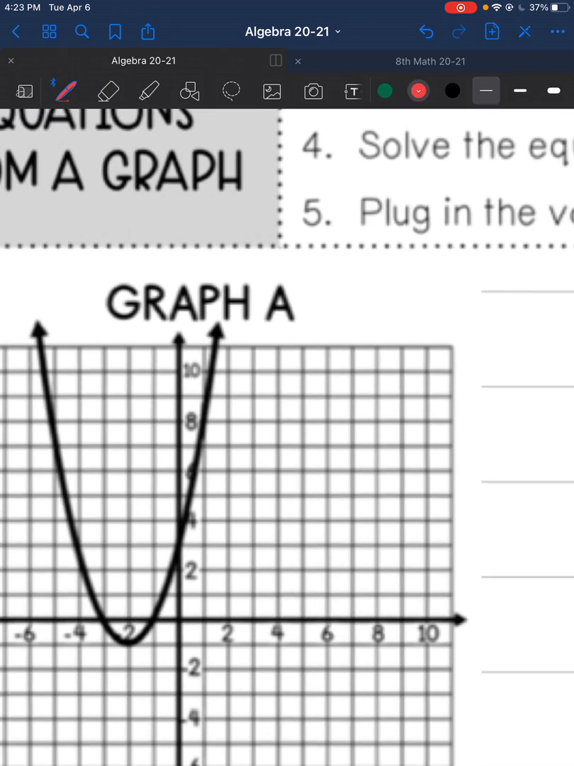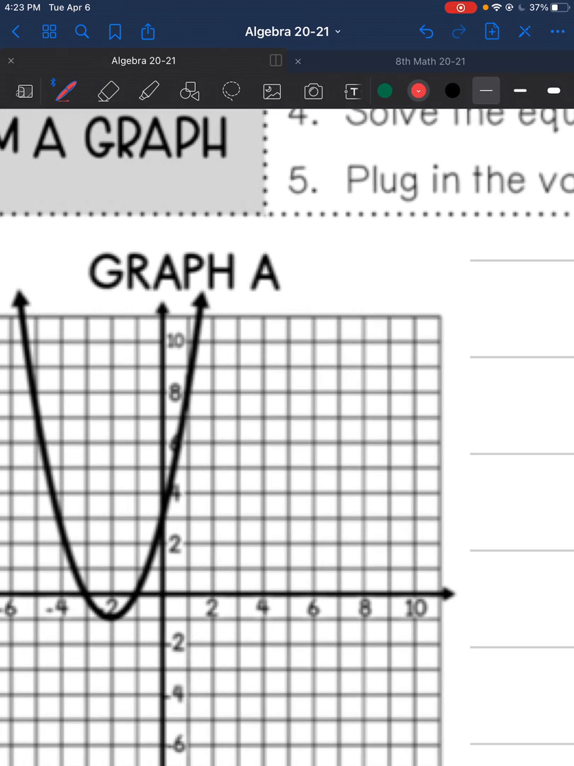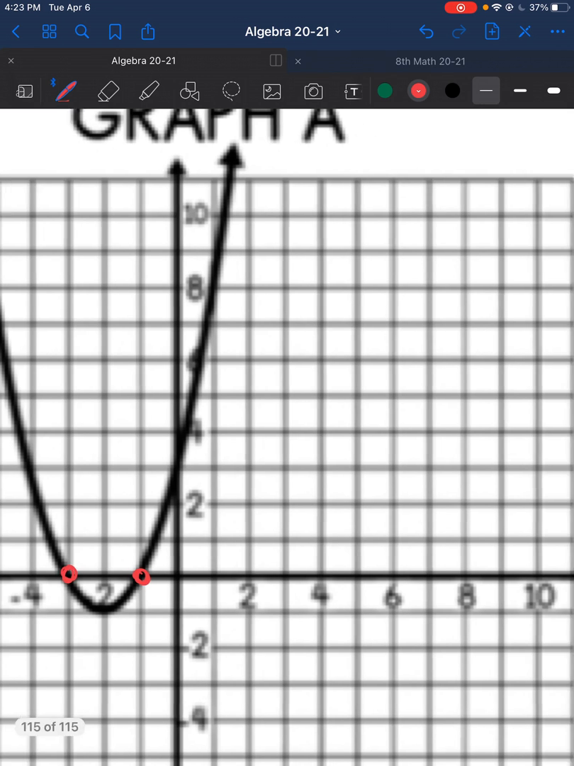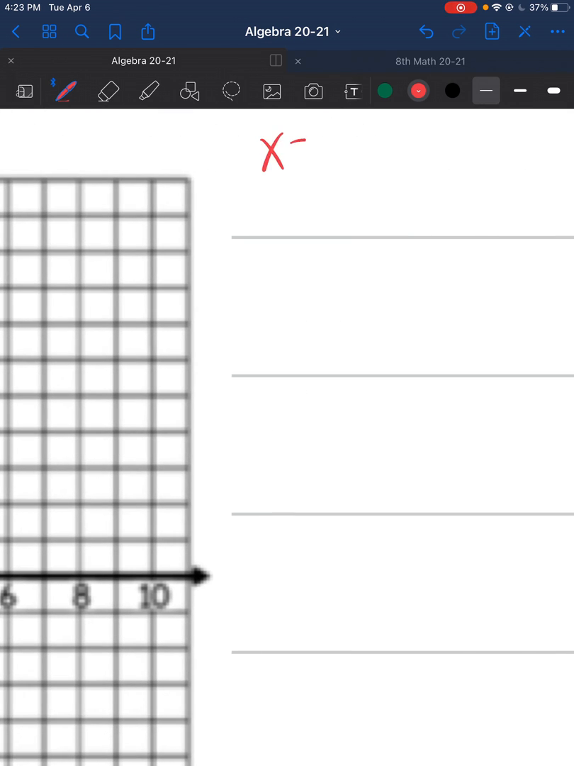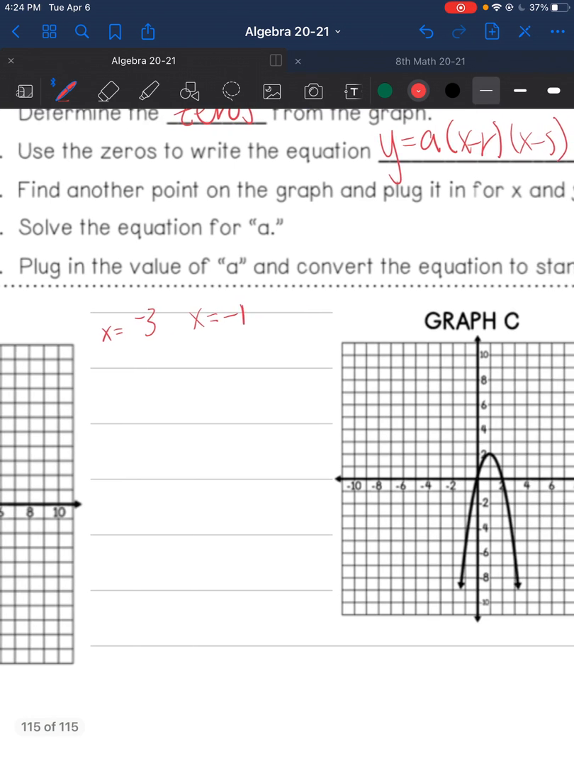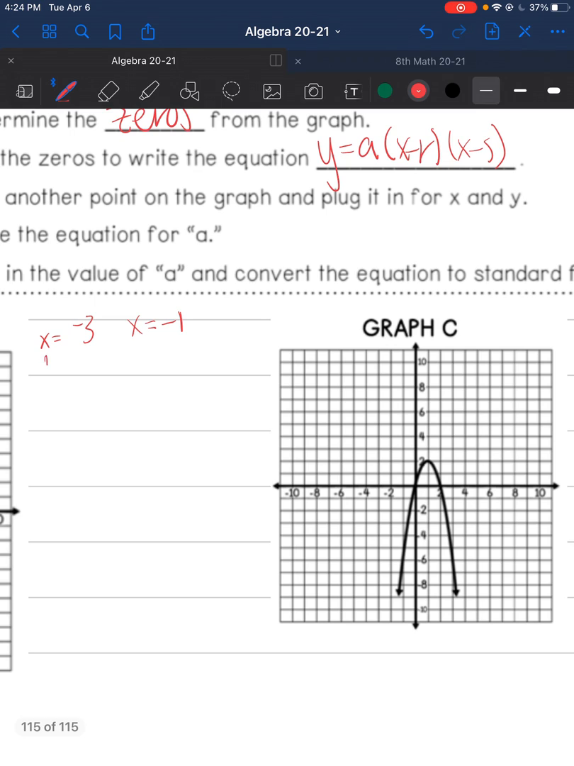So looking at this graph, our first step is to find the zeros, or where it crosses the x-axis. I have 2 of them, one here and one here. So my zeros, my solutions, are x equals -3 and x equals -1. Those are my zeros. Now I'm going to write step 2, this equation of y equals a times x minus r times x minus s.